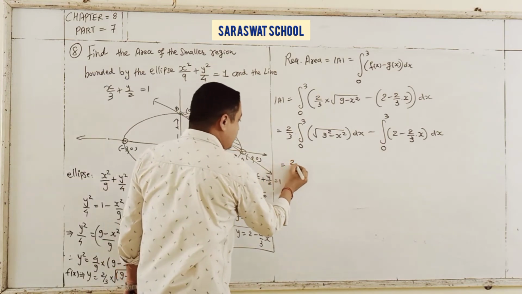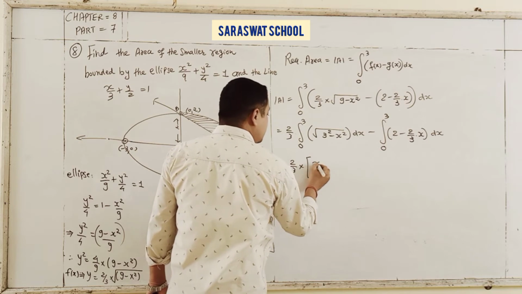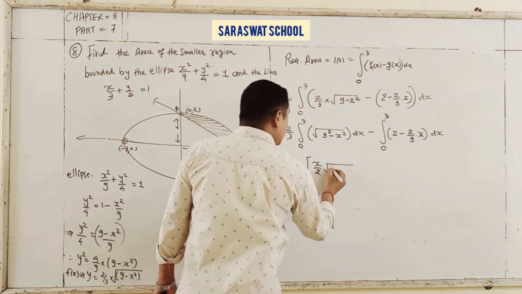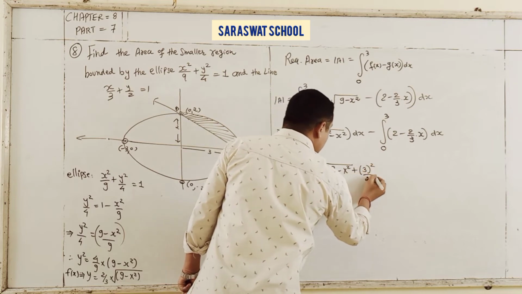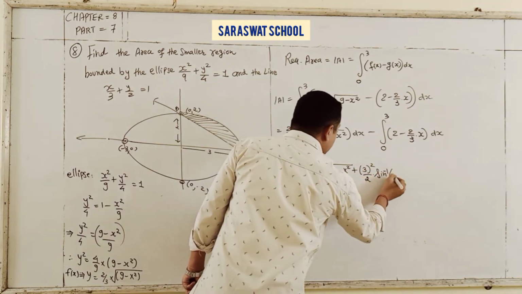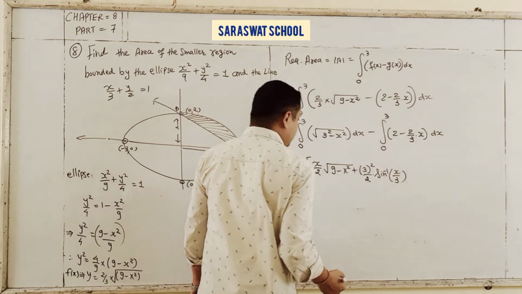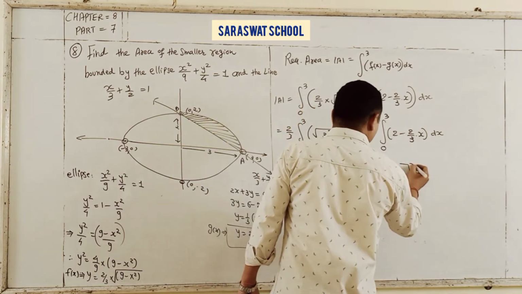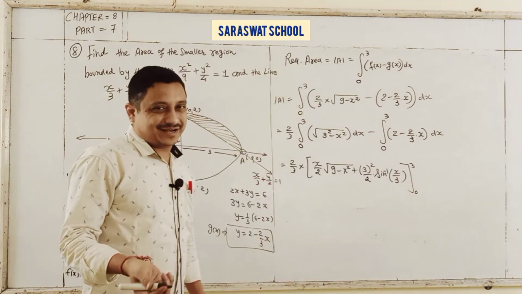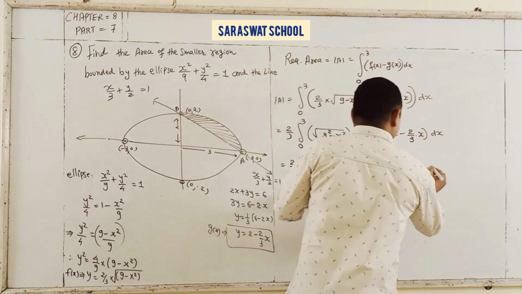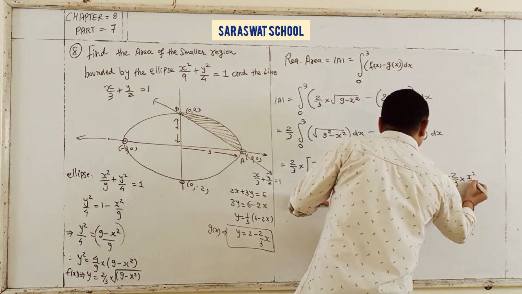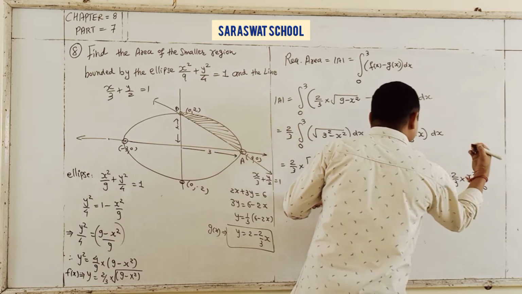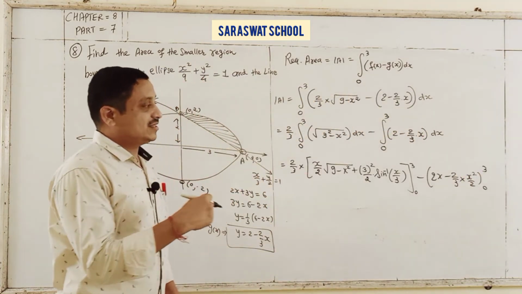So 2/3 same, here x by 2 under root plus a square by 2 sine inverse x by 3, same as, and limit bounded between 0 to 3. And the second integration also, you know that it is 2x, 2 by 3 x square by 2, and limit also 2x same, and 2 by 3 x is x square by 2.